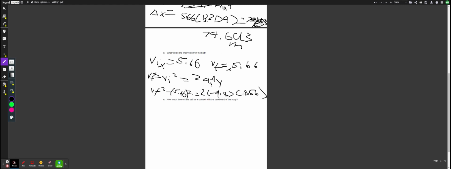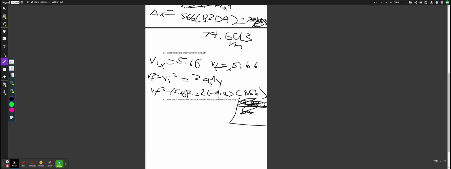Let me create a section here. The final velocity of the ball will be negative 22.885 meters. Oh, I'm so sorry, I forgot one last step. Remember, this is vfy only. It's only the velocity in the y direction.